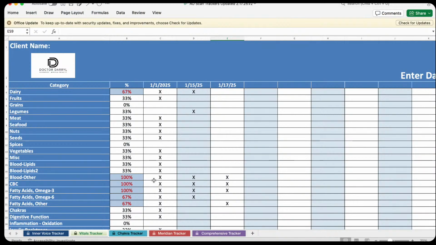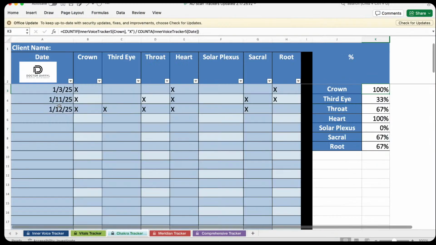All right. So let me get in here and close this. Oh, no, I wasn't even done. So that is the vitals. We also have the chakras. You input the chakras and put an X when things are out of balance.